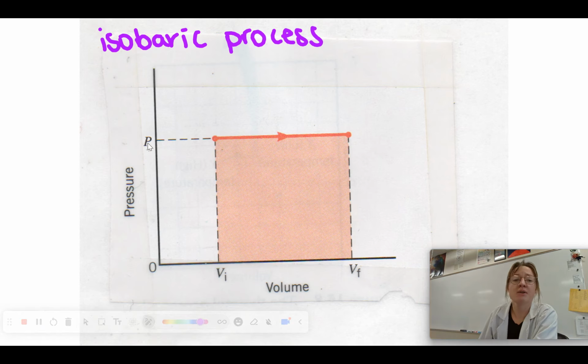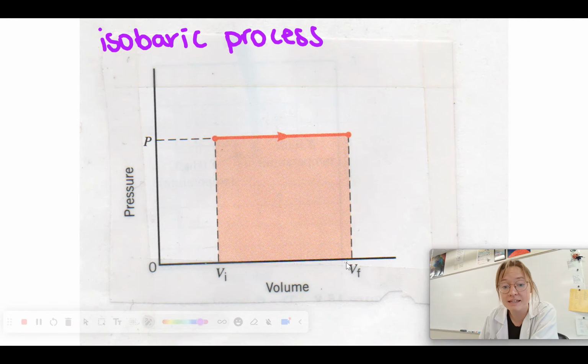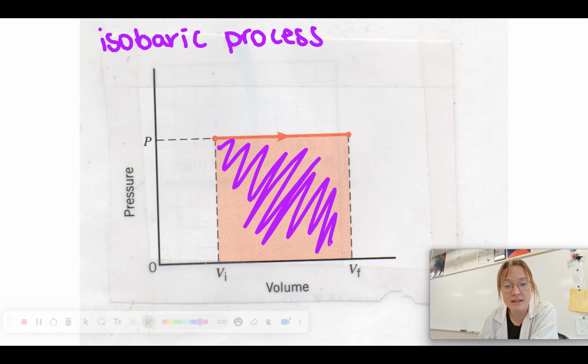Okay, this is a graph of an isobaric process. In an isobaric process, you can see the pressure remains the same. This one shows the volume increasing. So if the volume is increasing, then the gas is doing work on its environment. Here you can see that as the pressure stays the same, the volume increases. The area under this graph here, that's the amount of work that gets done.